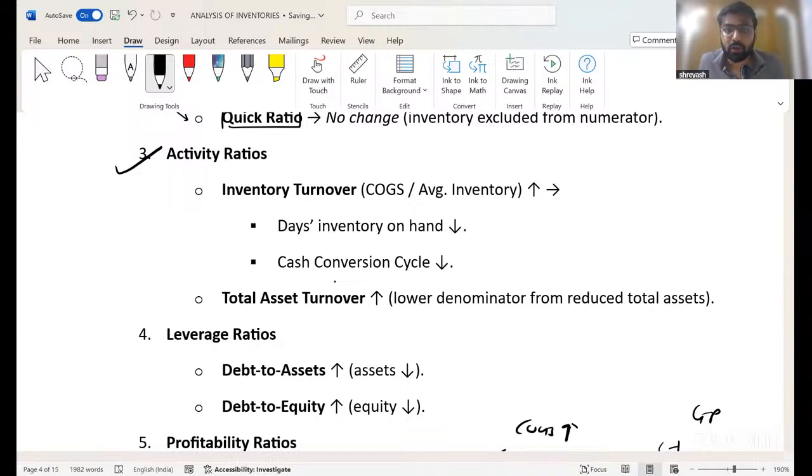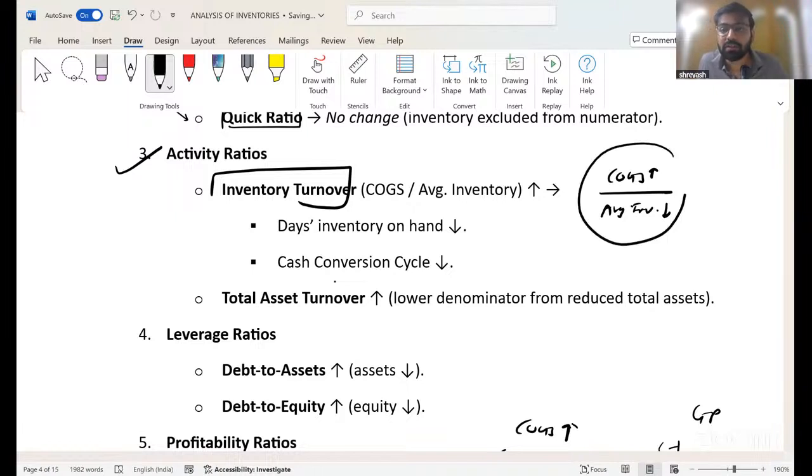So inventory turnover is calculated as how? Sir, it is calculated as COGS divided by average inventory. Okay, sir, my inventory is going down, my COGS is going up as a result of the write-down. So what will happen to the overall ratio, sir? Sir, the denominator is going down, the numerator is going up, the overall ratio will go up.